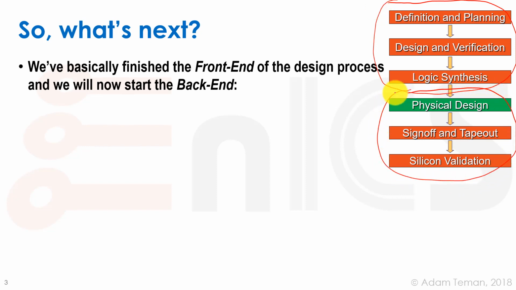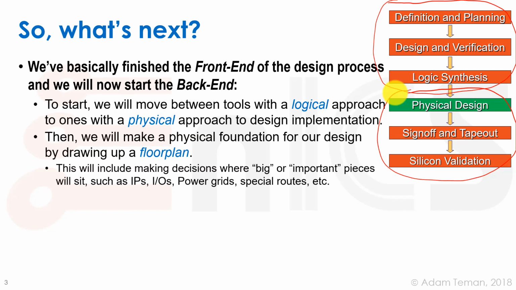The reason it would be called the back end is because it's more associated with making the metal layers, I guess, or the connections between the different cells, which is done at the back end of the line in the design process. Versus beforehand, we defined our logic, which is associated with the transistors, which are made at the front end of the line. Okay, so to start, we'll move between tools with a logical approach to ones with a physical approach. Then we'll make a physical foundation for our design.